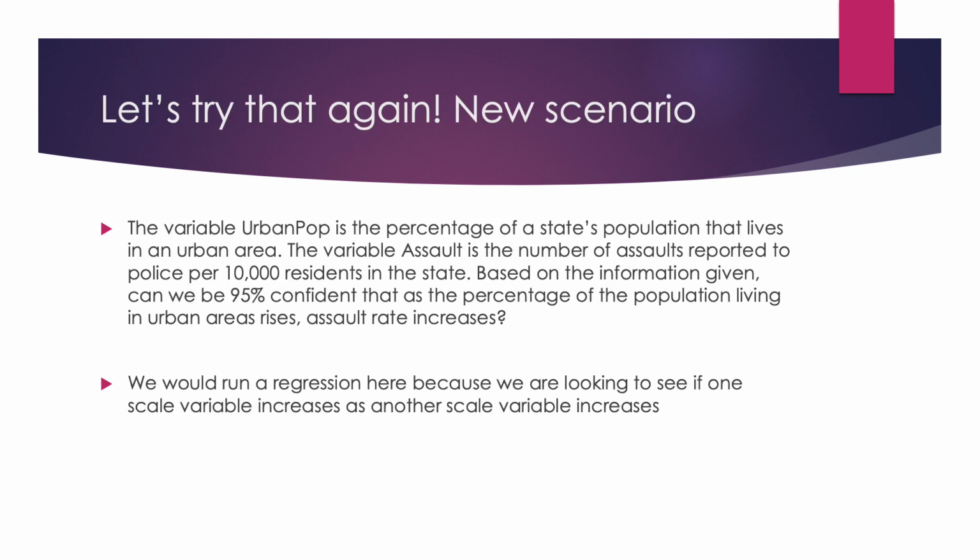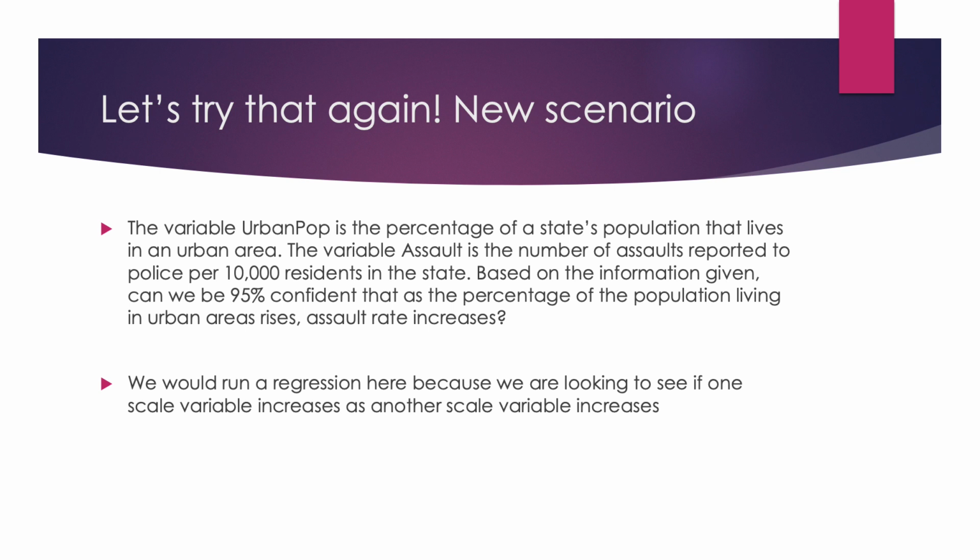Let's try that again. Here's a new scenario. The variable urban population is the percentage of a state's population that lives in an urban area. The variable assault is the number of assaults reported to the police per 10,000 residents of a state. Based on the information given, can we be 95% confident that as the percentage of the population of a state living in an urban area rises, the assault rate for the state increases?